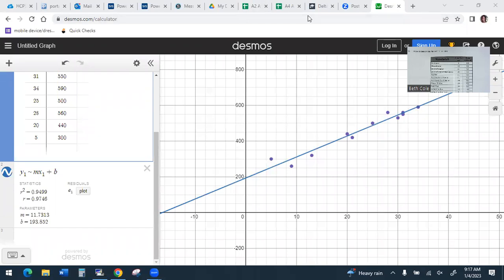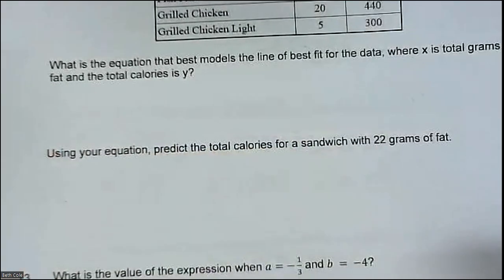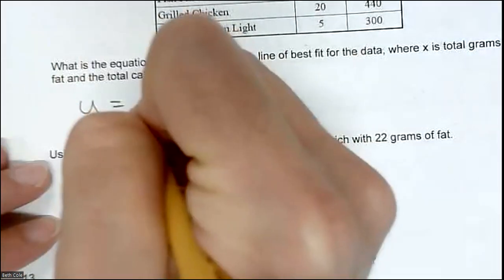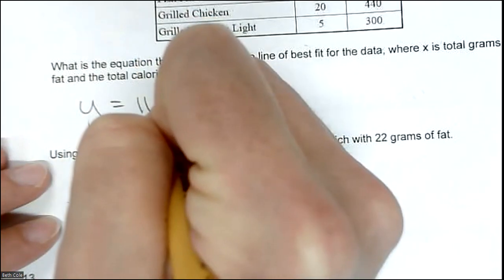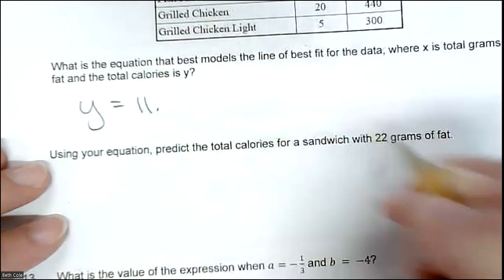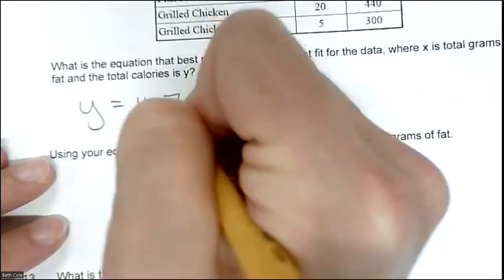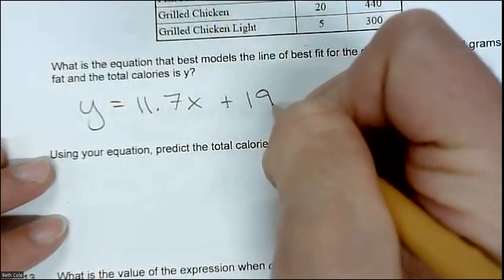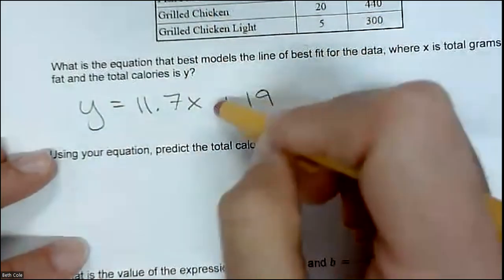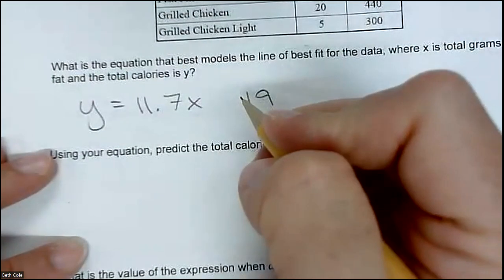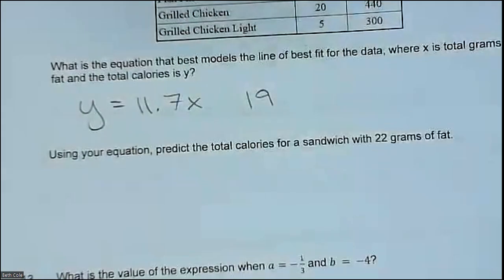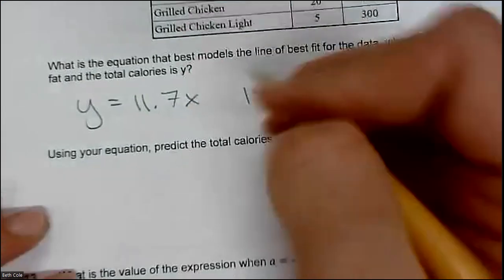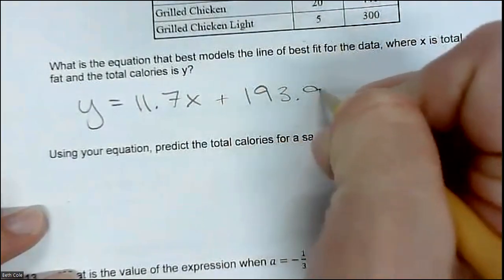I'll come and look at yours in just 1 second. So it will be y equals. Sorry, can someone tell it to me? I can't have both screens up at the same time. It was 11x and then plus, it was 190 something. Negative 190. Oh, negative? Negative. I got negative 190. Yeah, it's positive 193.9. I just looked back at it.